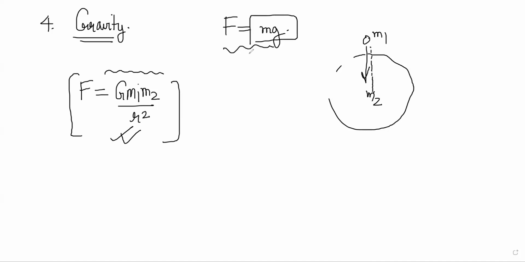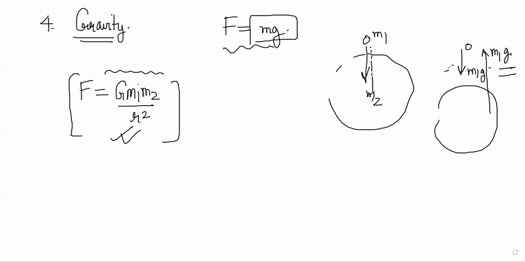The weight of the body is the force by which the earth is pulling the body. And if you think about Newton's third law here, you should also realize that if earth pulls the body with weight m1g, then this mass also pulls the earth upward with force m1g. Because Newton's third law says that there are equal and opposite action reaction pairs, right?